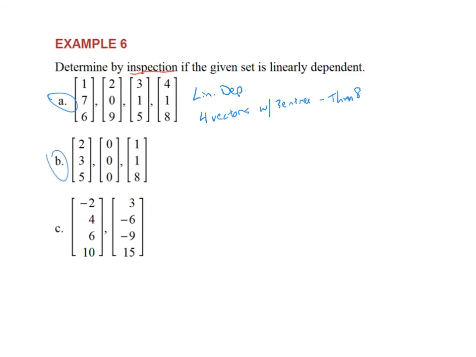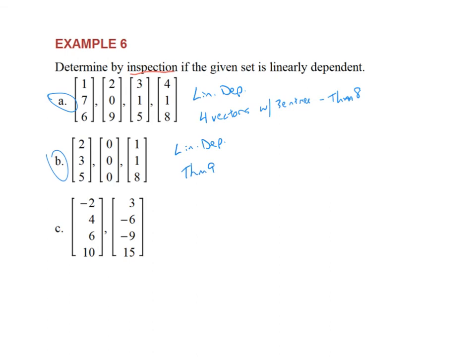Letter B, that is also linearly dependent. For this one, I'm looking at Theorem 9. Theorem 9 says if it contains the zero vector, there it is, then the set is linearly dependent.